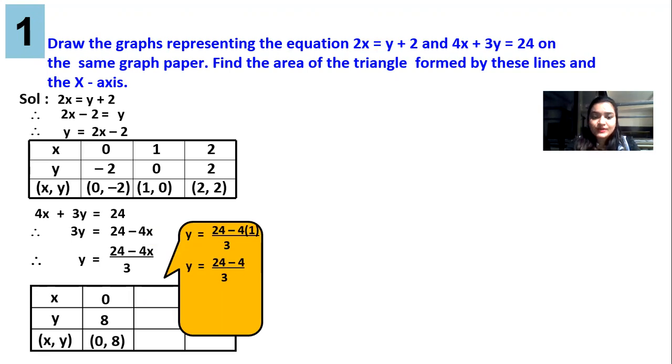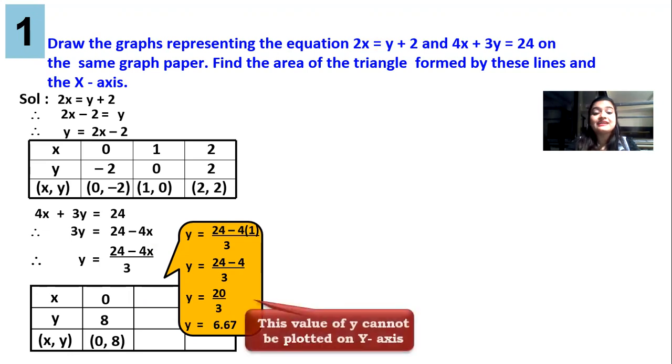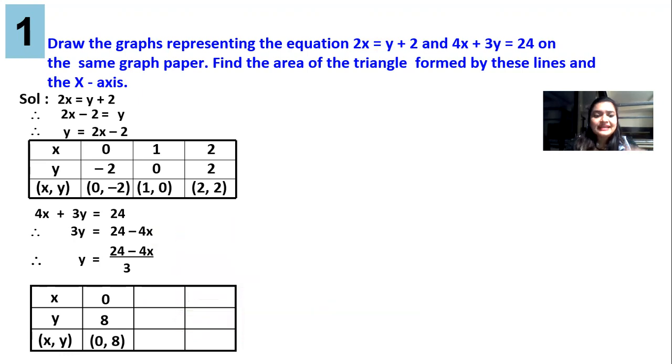24 minus 4 gives you 20. 20 upon 3 is 6.67. It can't be plotted on the y-axis. So guys, it will be very difficult. I took 1, took 2, took 3. If you go on checking this, it will be too much time consumption.